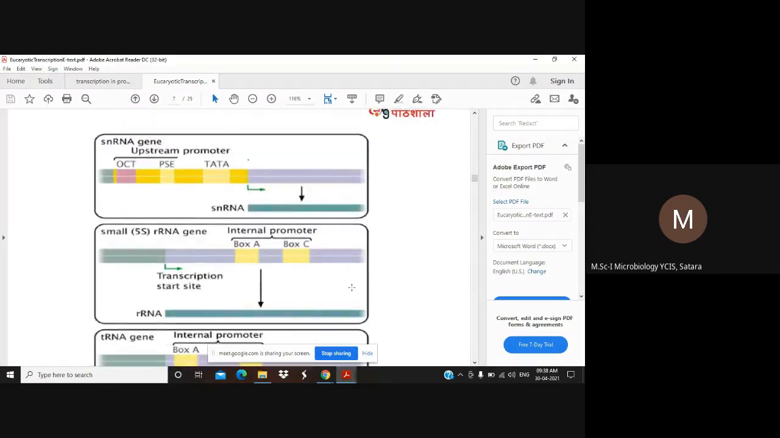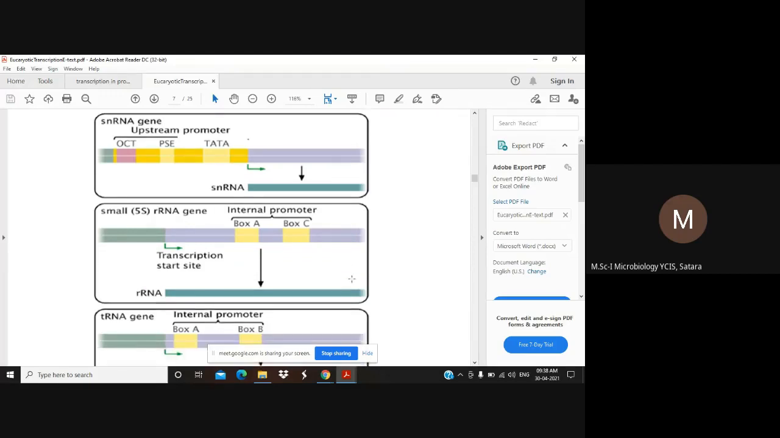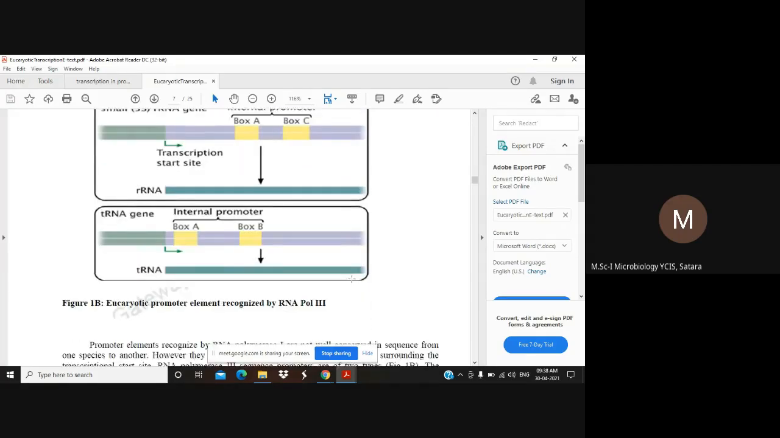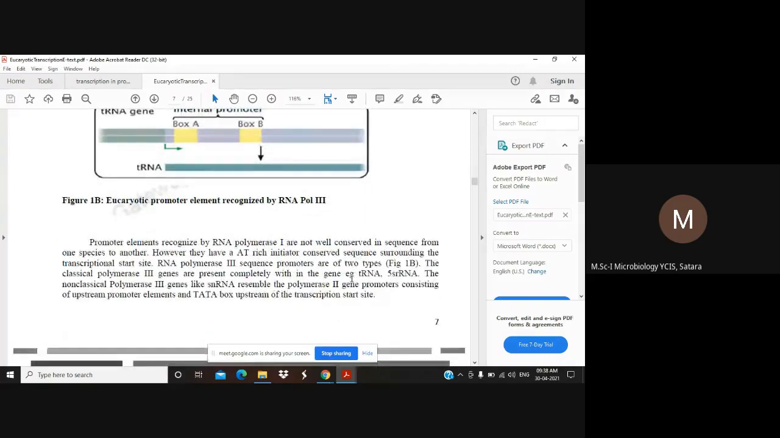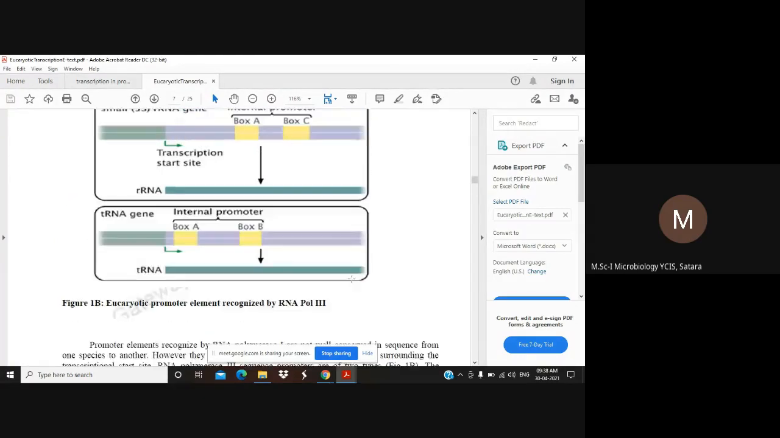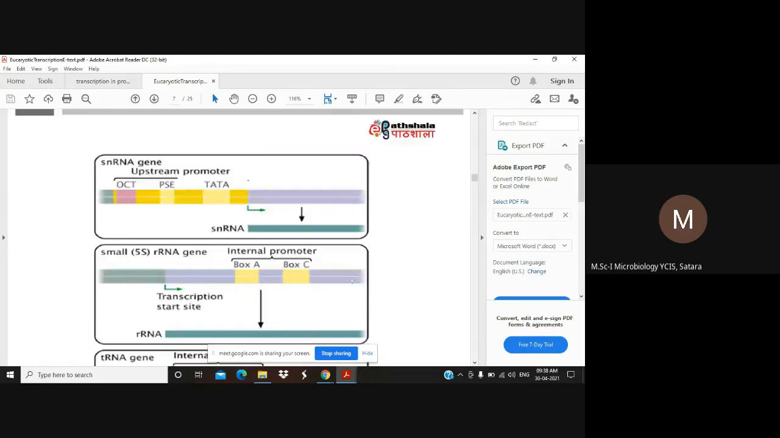So there is the snRNA promoter, then the internal promoter, which is also present for the regulation, and the eukaryotic promoter element which is recognized by the RNA polymerase 3.